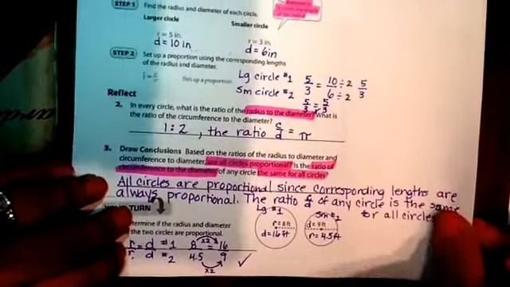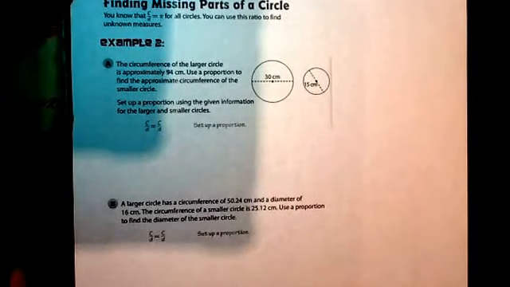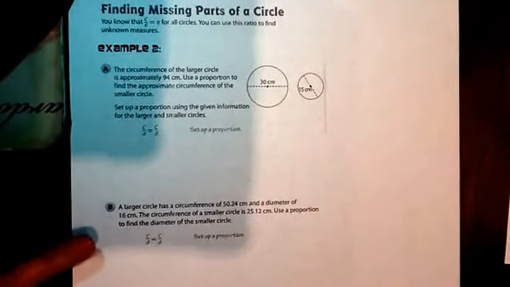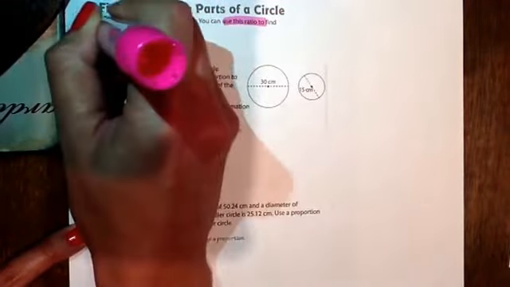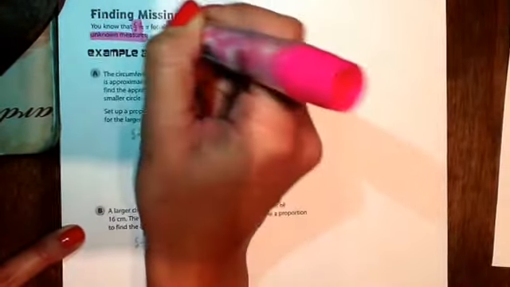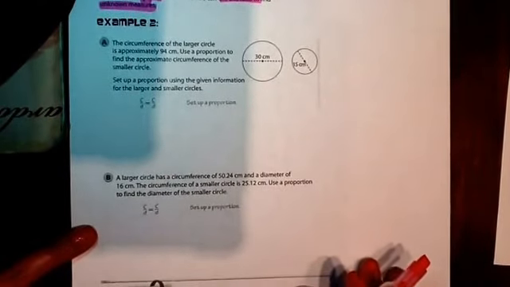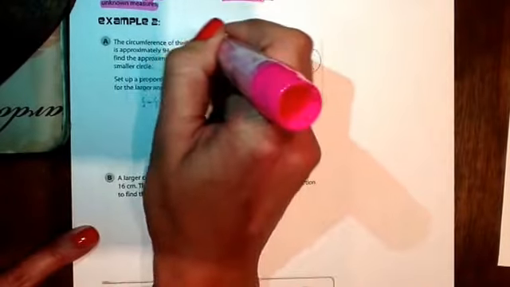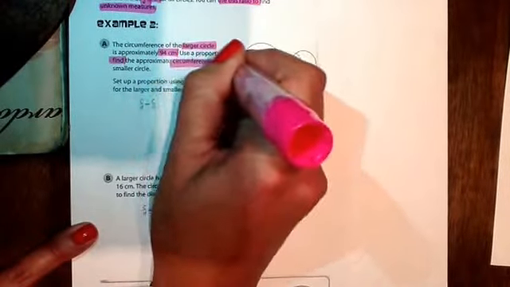Okay, on the back of your notes, we're going to talk about finding missing parts of a circle. So you know that C over D equals pi for all circles. We're going to use this ratio to find unknown measures, C over D, okay? So in example number 2, the circumference of the larger circle is approximately 94 centimeters. They want us to use a proportion to find the circumference of the smaller circle.